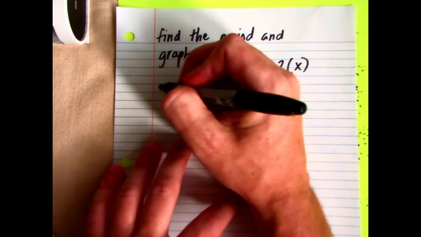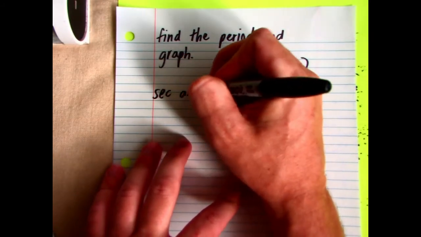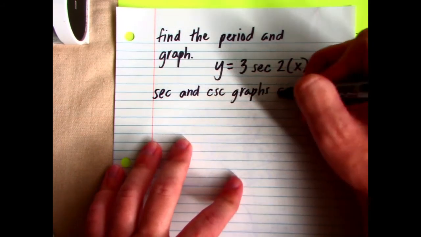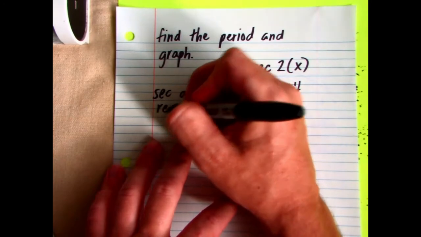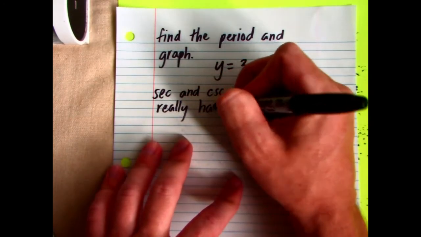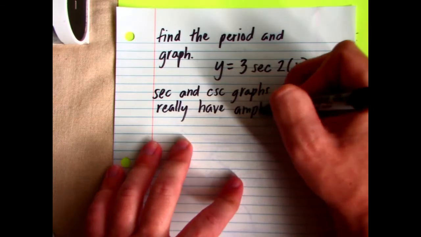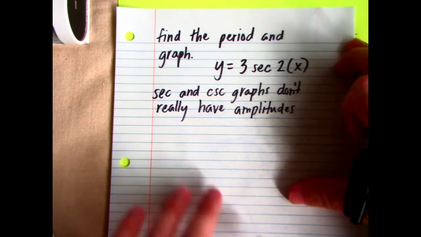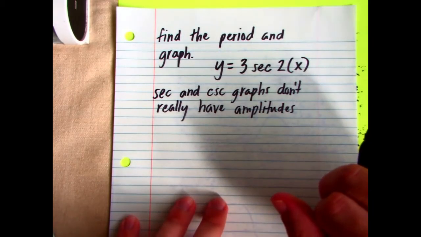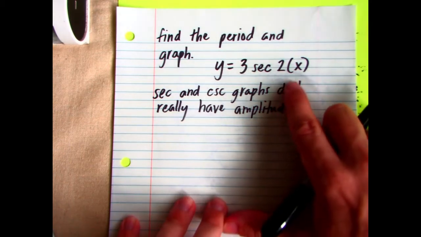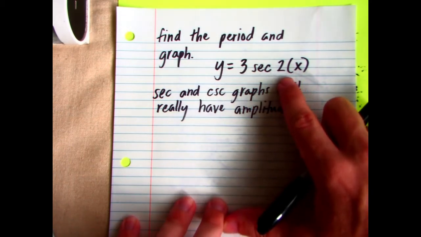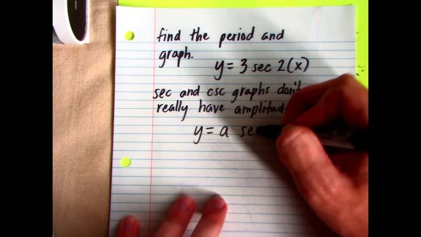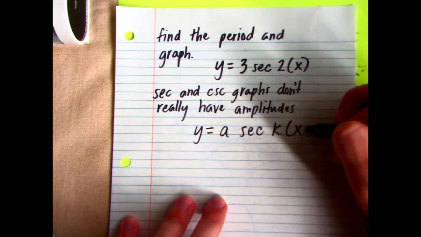So let's do an example here. Find the period and graph the following. Y equals 3 secant 2x. One thing you've got to know: secant and cosecant don't really have amplitudes. We talked about amplitudes for sine and cosine. It's not really correct to say that secant and cosecant have amplitudes, so we're not going to pay too much attention to that. But they do have periods, and we're going to look to that k value again to get that period.